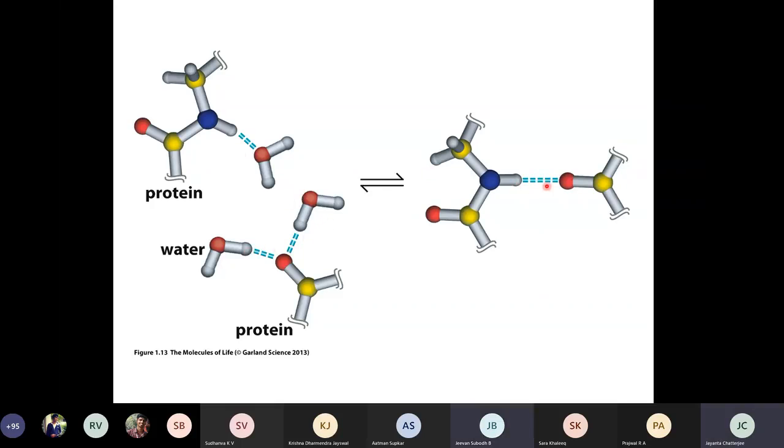Sir, I just have a doubt, sir. Yes. Are these two different proteins forming hydrogen bonds with different water molecules, or are we talking about the same protein? No, we are talking about the same polypeptide chain. Oh, sure, sir. Thank you. Yeah. So imagine it's just a 20 residue polypeptide.